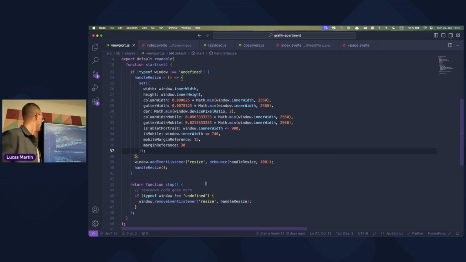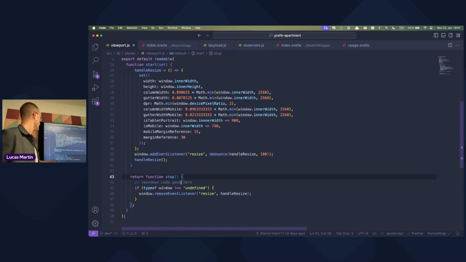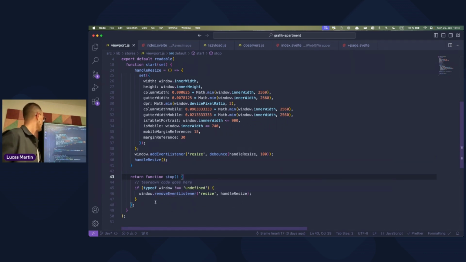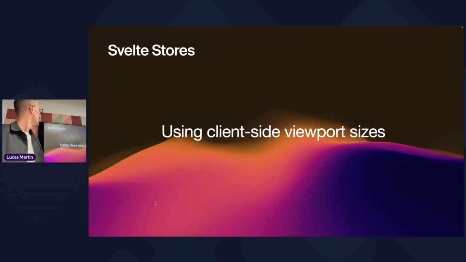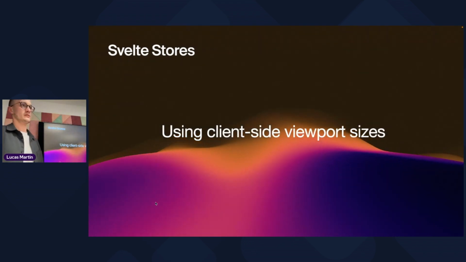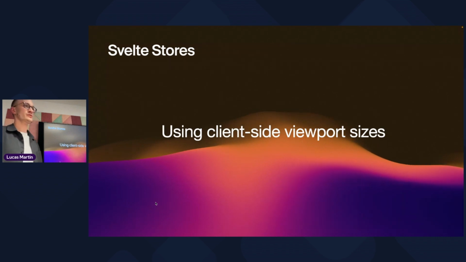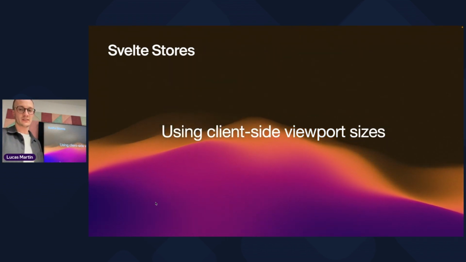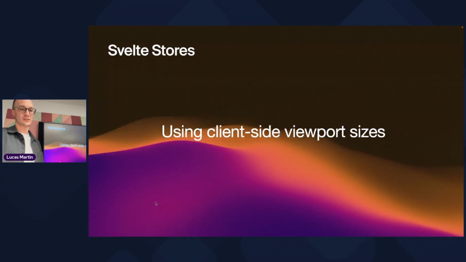And then I also call in the stop function. So if nobody is listening to this store anymore, I remove the event listener, so it's cleaned up properly. So this is how I use the viewport store. So every component is all the time aware of the size of the viewport.